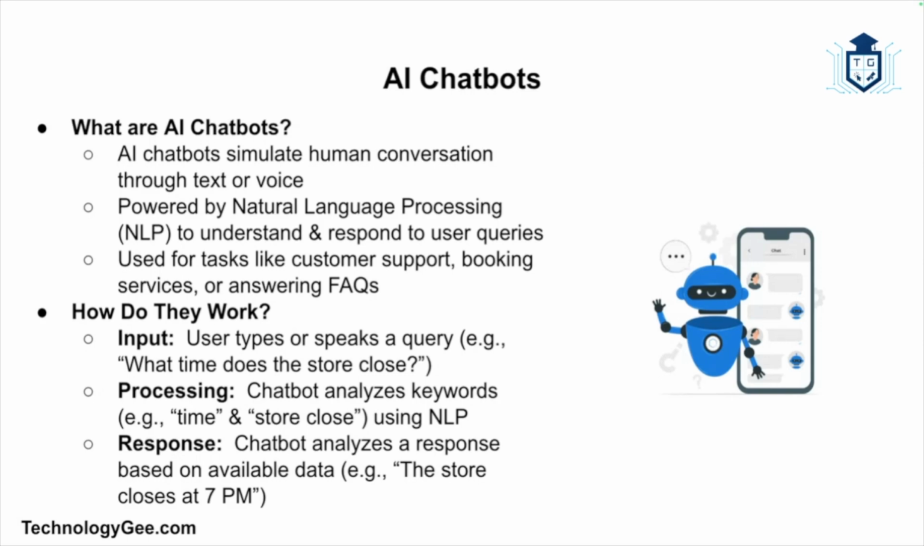So here's a basic example of how a chatbot works. So you have the input. The user types or speaks a query such as, what time does the store close? Then the chatbot processes the input, recognizing keywords like time and store close. And then the chatbot generates a response based on available data, such as the store closes at 7 p.m.